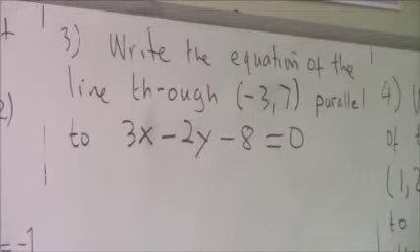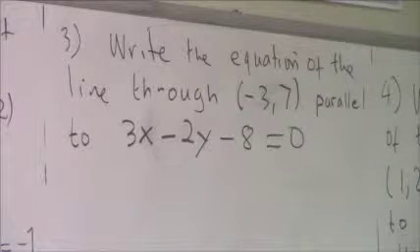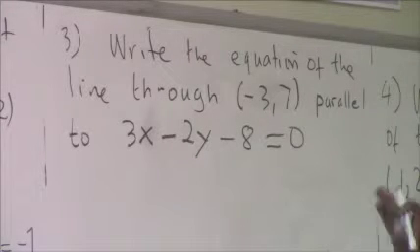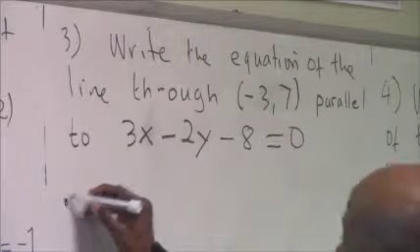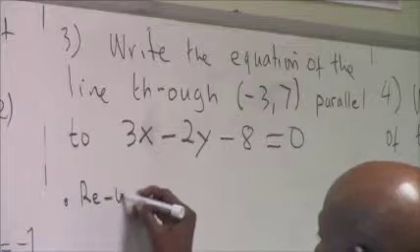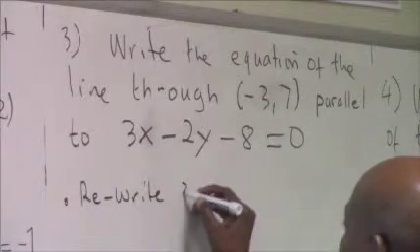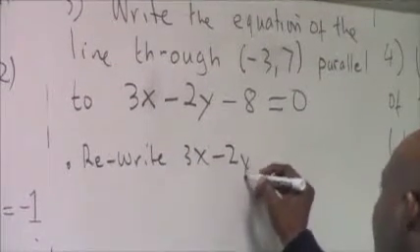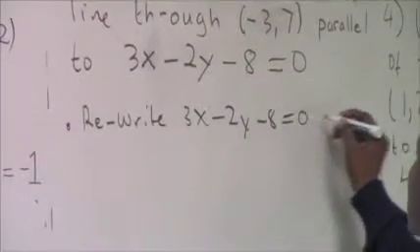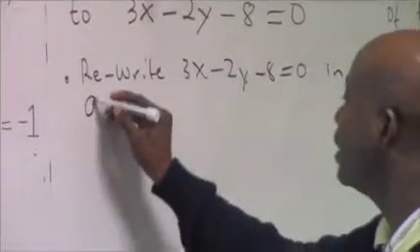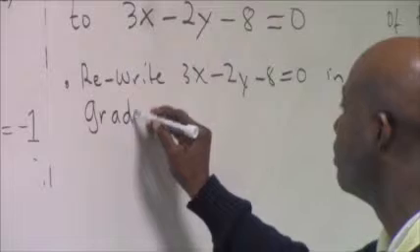So first of all, since the new line that we're going to be writing is parallel to a given line, we must identify the slope of the given line. So step 1 is to rewrite 3x minus 2y minus 8 equals 0 in gradient intercept form.